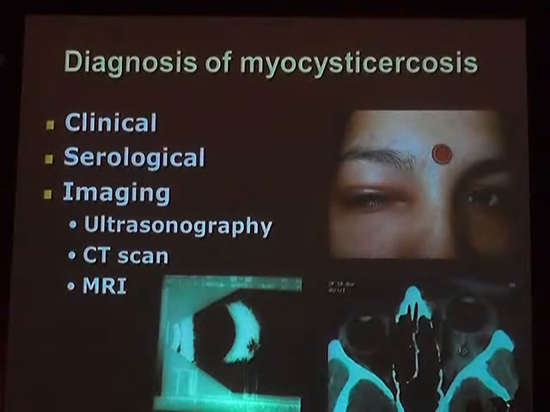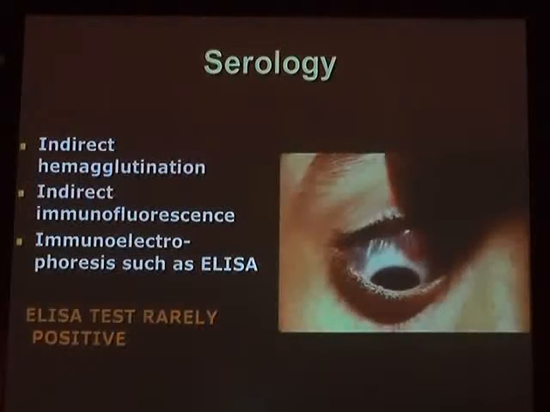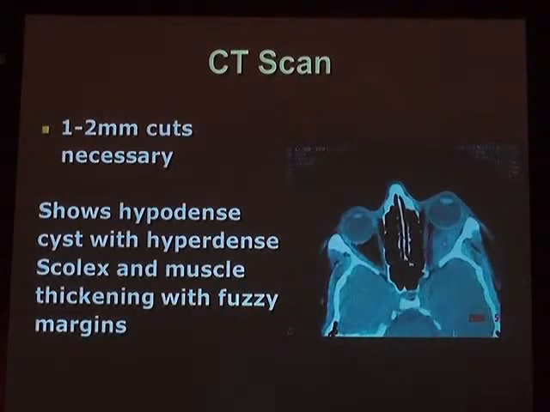The diagnosis is clinical and imaging. Serology does not contribute much to the diagnosis and is often negative. On the CT scan, it is important to ask for 1 or 2 millimeter cuts so as to not miss the cyst. When you see the hypodense cyst with a hyperdense scolex, that is a very clear indication of myocysticercosis, and the surrounding myositis is very characteristic.